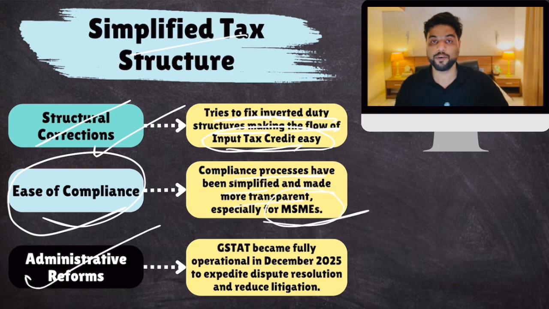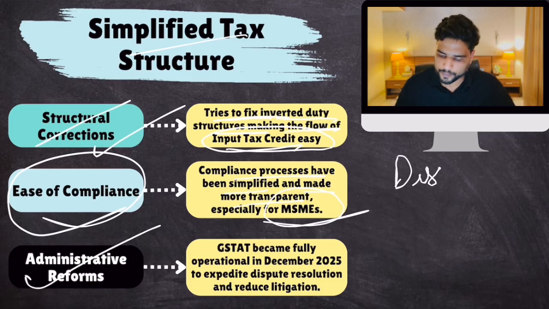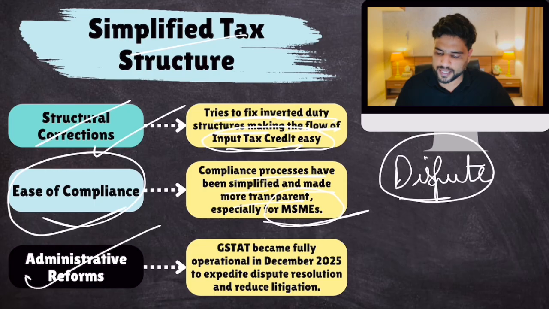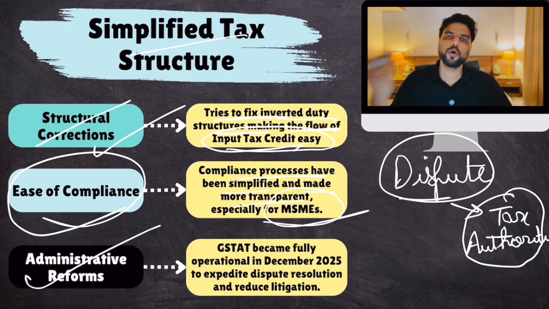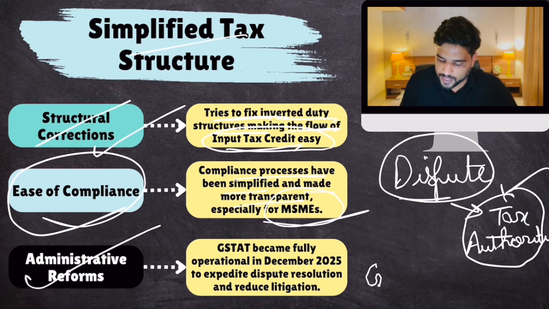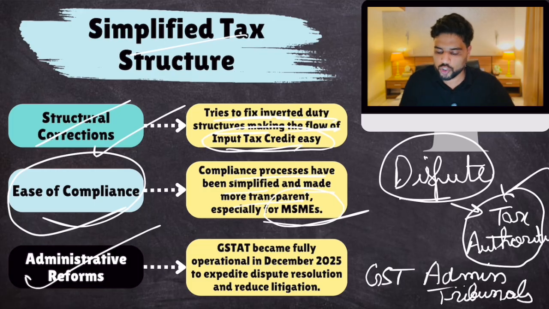Then certain administrative reforms. Look, if you think that you have been wrongly taxed, then you can raise a dispute. You will raise that dispute with the tax authorities. Tax authorities will give a verdict, right? But let's suppose you do not agree with the verdict of the tax authority. Then what will you do? There was no way out. But now you can appeal against the decision of the tax authority in the GST Administrative Tribunal. This has been made operational. So now for disputes with tax authorities, you can go to GSTAT.